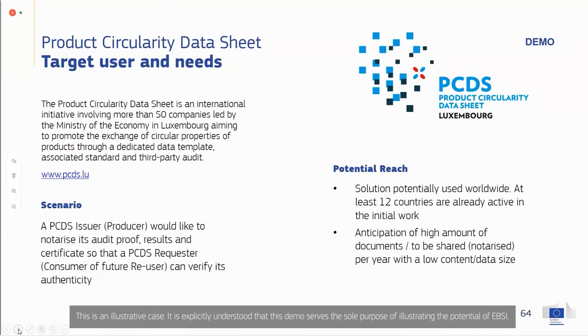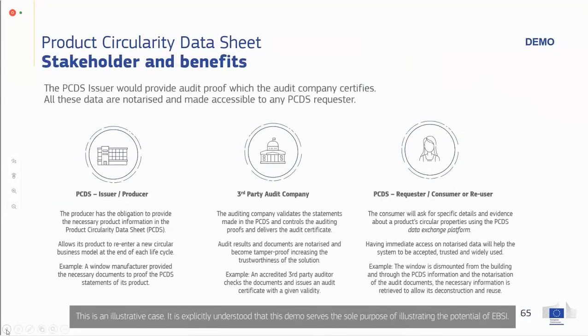And in a co-creation system, we want to set up a data template with this standard and also a guidance document to promote exchange of circular properties of products along the value chain. And also we want to link that to a third-party audit system, and that's why we are working on this proof of concept to certify this audit and also the audit proofs. That is what is set here in the bottom.